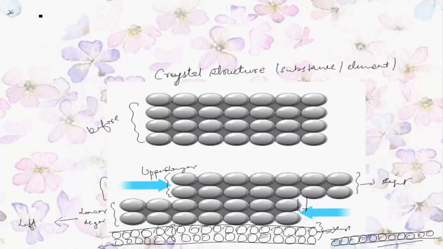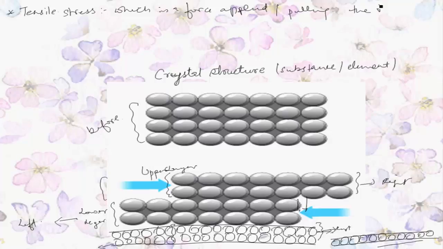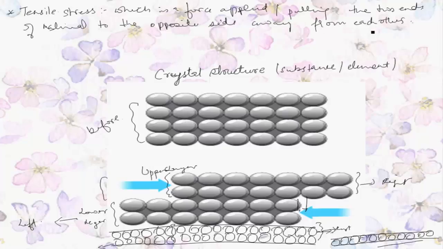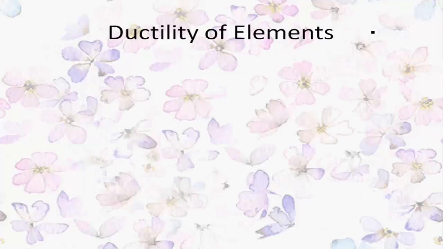So the basic force is the tensile stress, which is a force applied or pulling the two ends of material to the opposite sides away from each other. So friends, this is the concept of the ductility property. Now let's understand the ductility of elements.